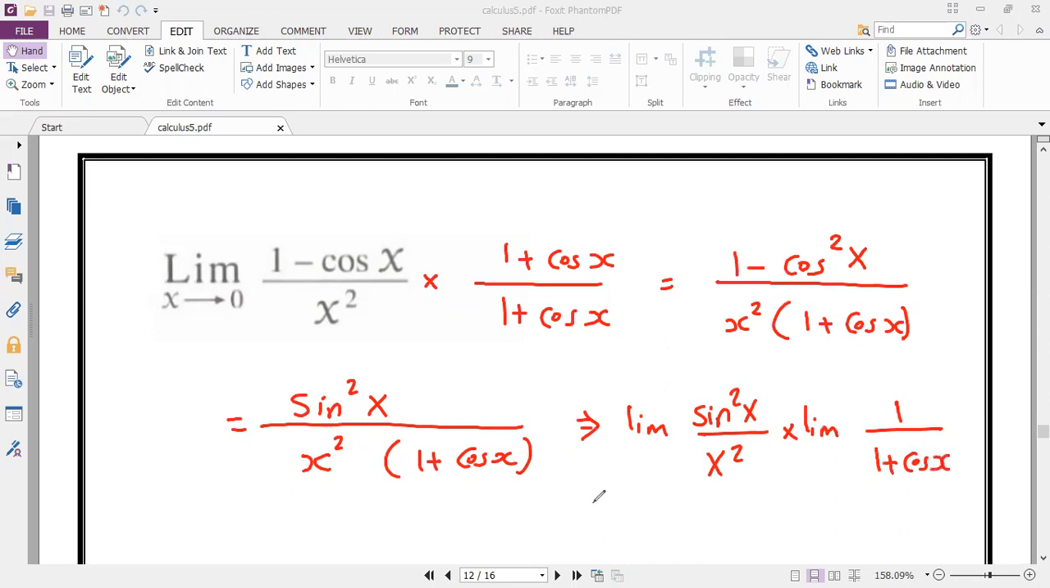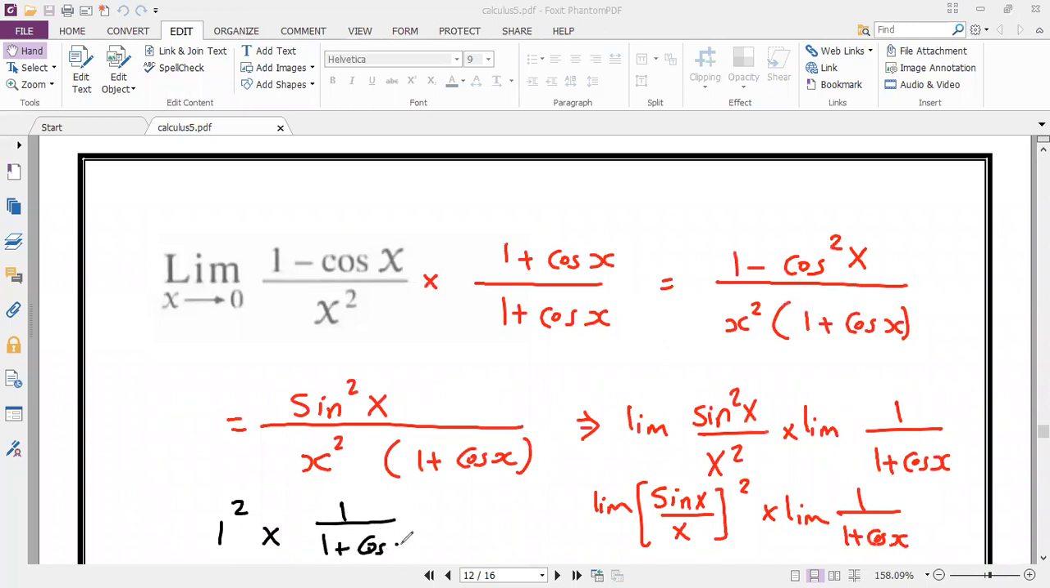So that is going to be the limit of sine to the power of 2x divided by x to the power of 2, which we can write as sine x over x all raised to the power of 2, multiplied by the limit of 1 over 1 plus cosine x. The first one we can apply the rule, which is 1 to the power of 2, and the second one we can just use direct substitution. Instead of x, write 0, so 1 over 1 plus cosine 0. Cosine 0 is 1, 1 plus 1 is 2. So it's 1 times half, which is half.